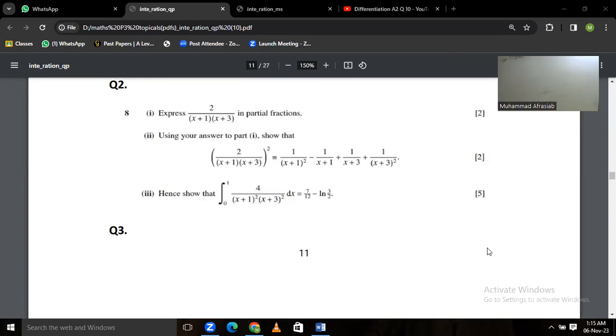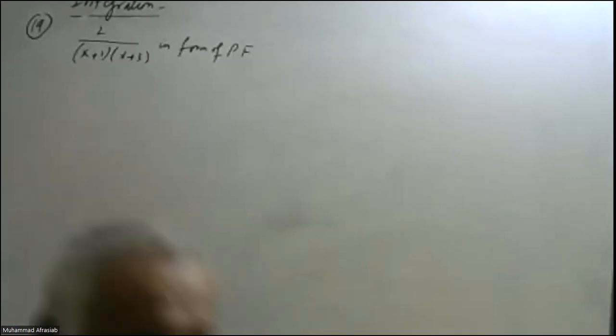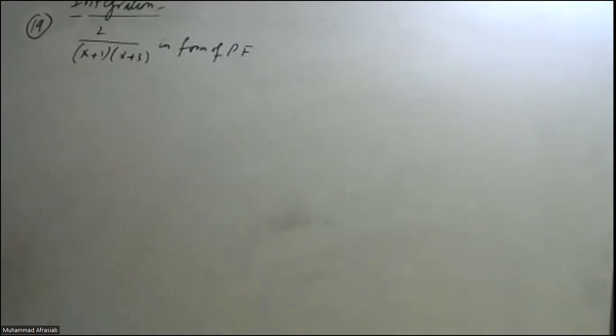And last part, hence show that the integration from 0 to 1 of 4 over (x plus 1) whole square into (x plus 3) whole square dx is equal to 7 over 12 minus ln of 3 over 2. This is the topic of partial fractions.